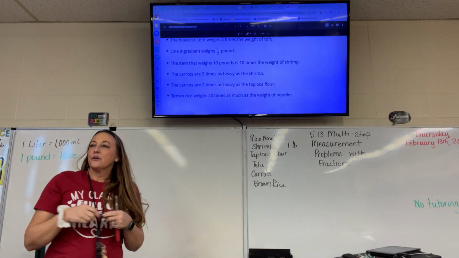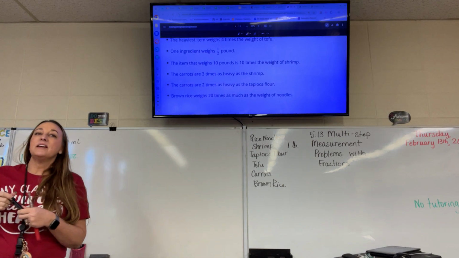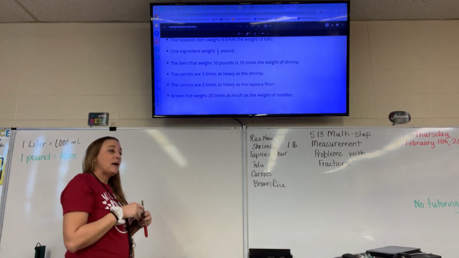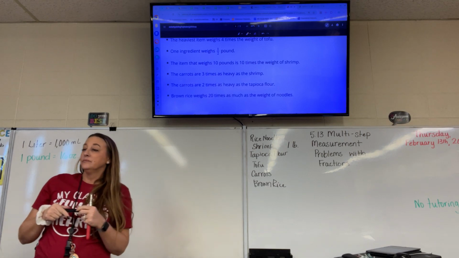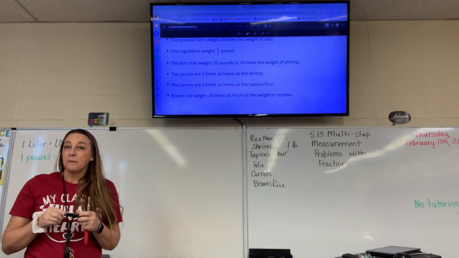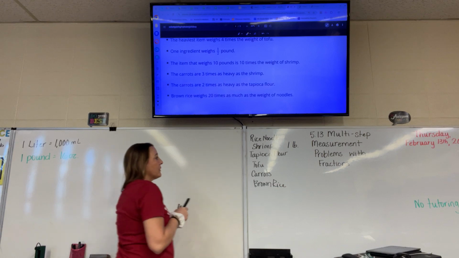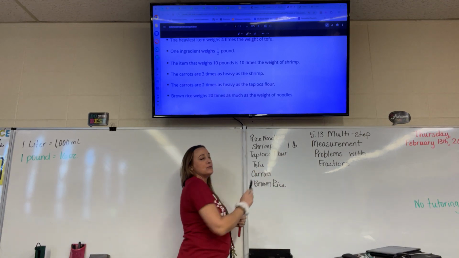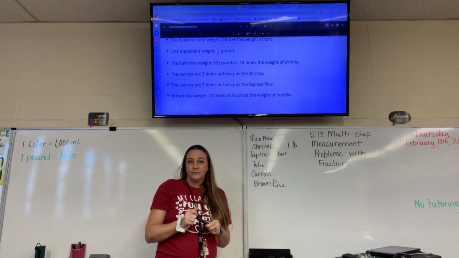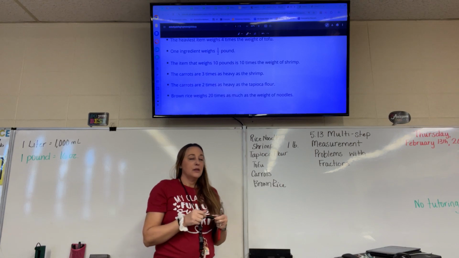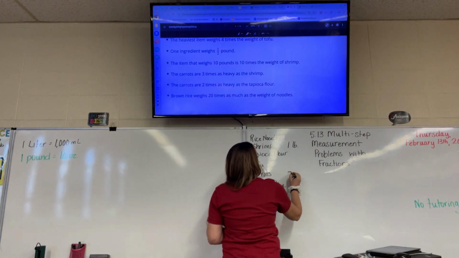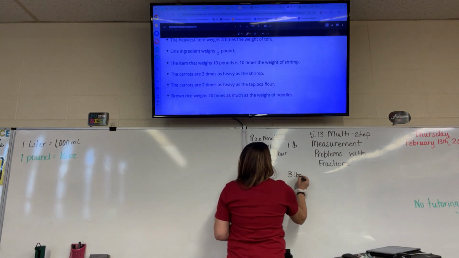The carrots are 3 times as heavy as the shrimp. Do we know how much the carrots weigh now? Three times what? 3. The carrots weigh 3 pounds. All right, we're making some progress.